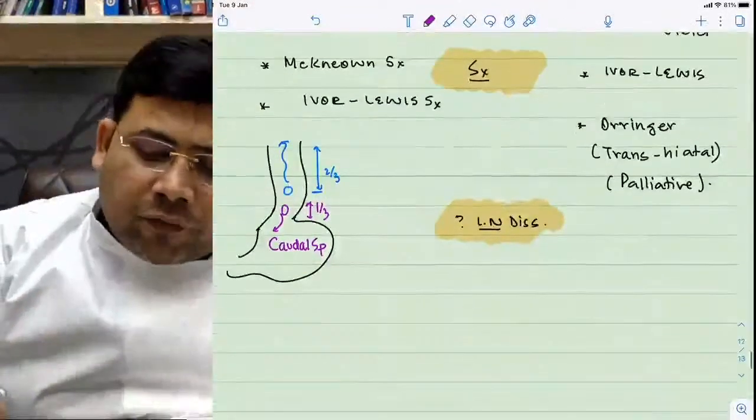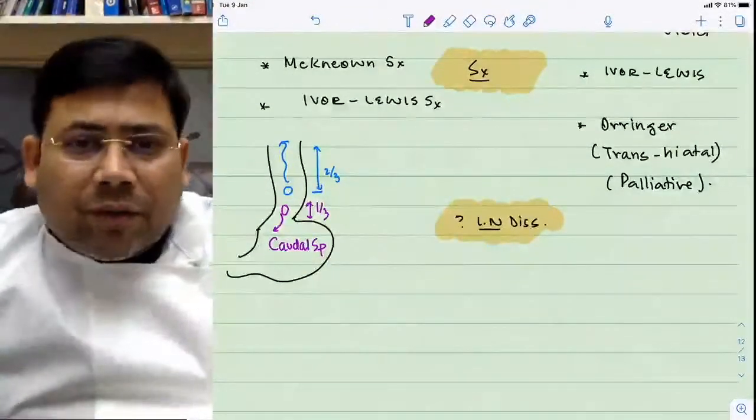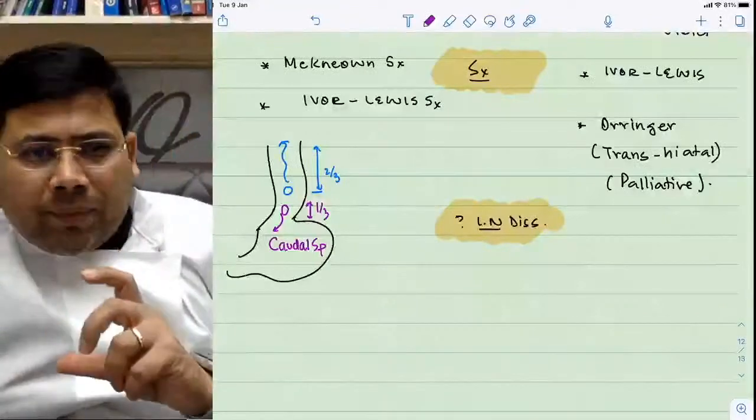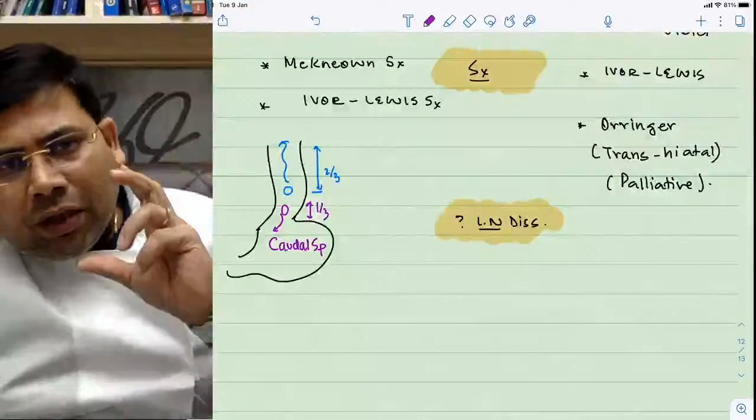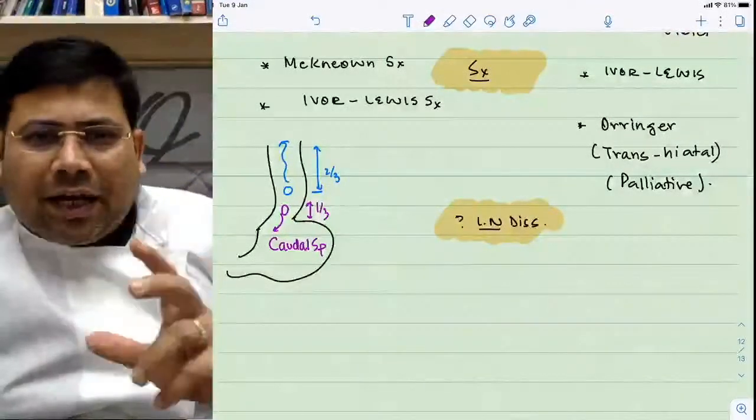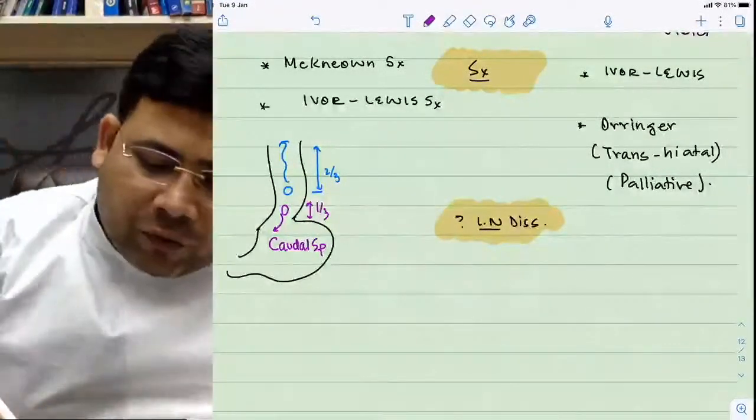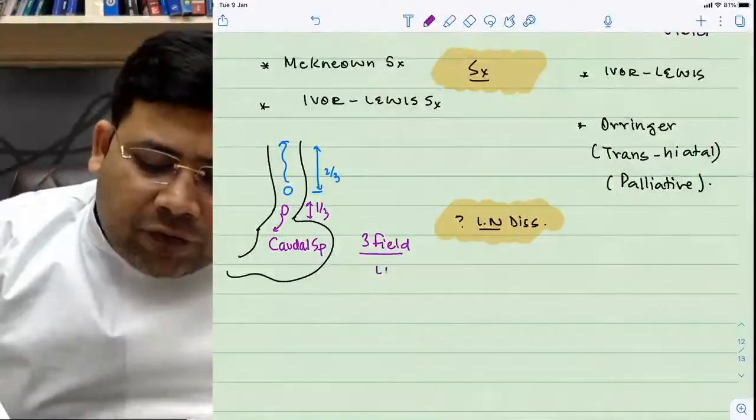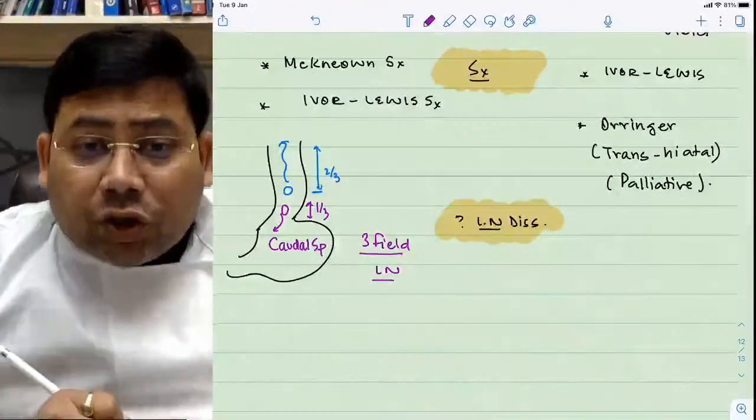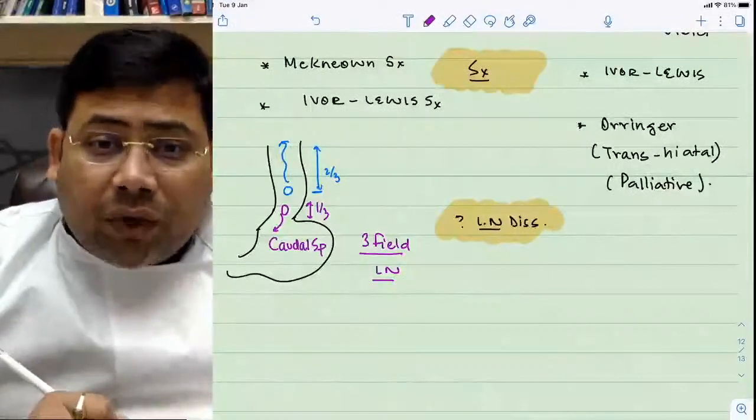If you talk about squamous cell cancer, the majority of which will be seen in the middle part, the vertical spread is always there. The local spread to the celiac as well as the bronchial lymph nodes is there, and therefore you go for a three-field lymph node dissection. Three-field lymph node dissection is mandatory for the majority of squamous cell cancer.